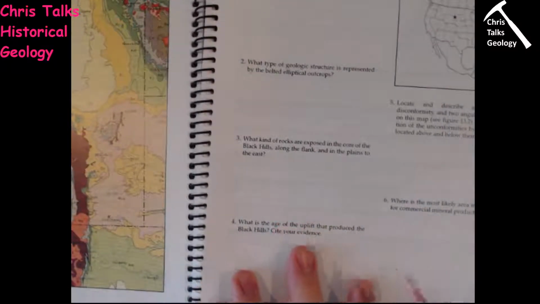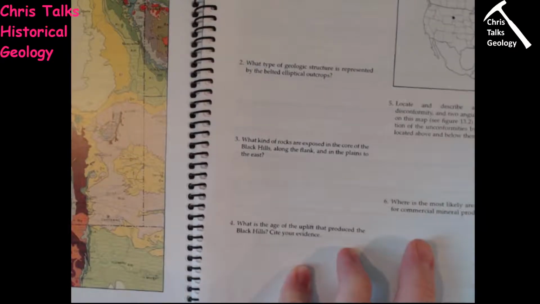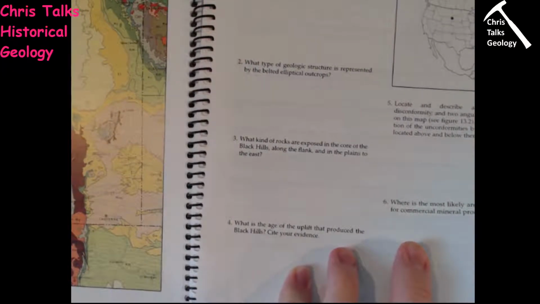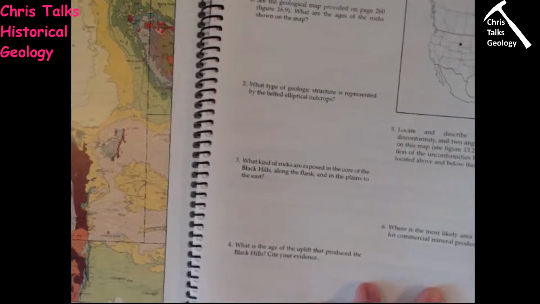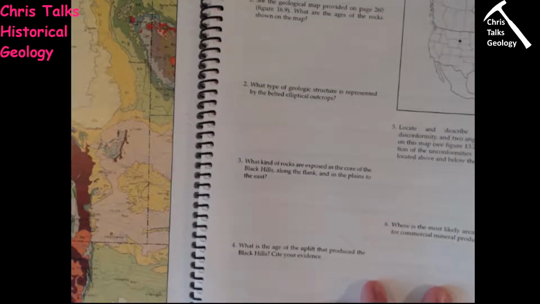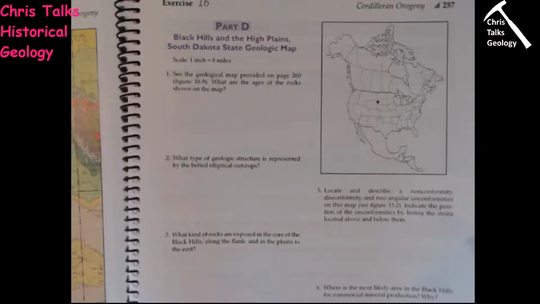So question 6 is, where is the most likely area in the Black Hills for commercial mineral production and why? Okay, well, a lot of mineral deposits are the result of what we call hydrothermal fluids, so hot water. So what hot water does is, as it moves through rocks, it has a very interesting habit of doing what we call scavenging. So it will steal metals from rocks as it goes.